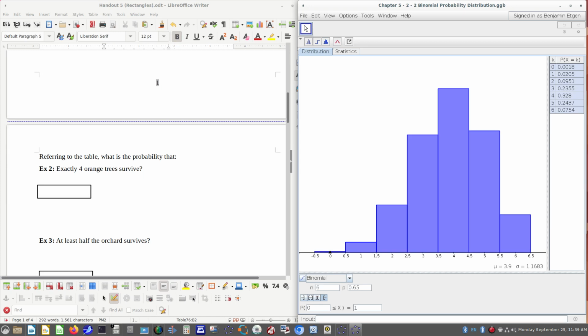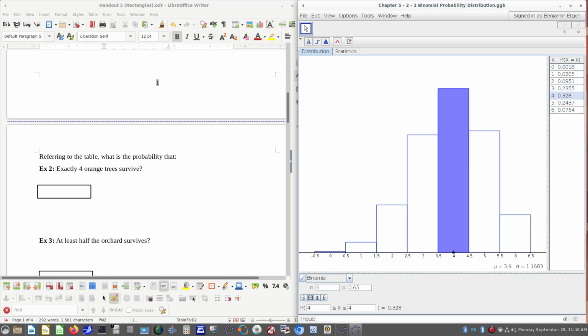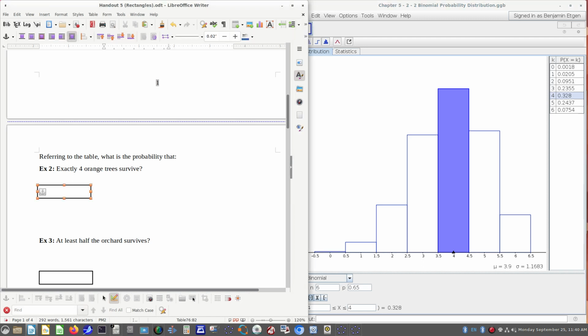What's the probability that exactly 4 orange trees survive? So we're talking about between 4 and 4. So we can look up here and see 0.328. So 0.328, so about 33%.